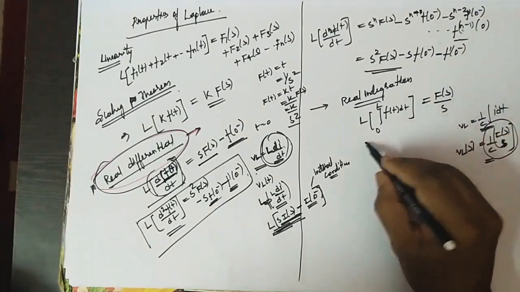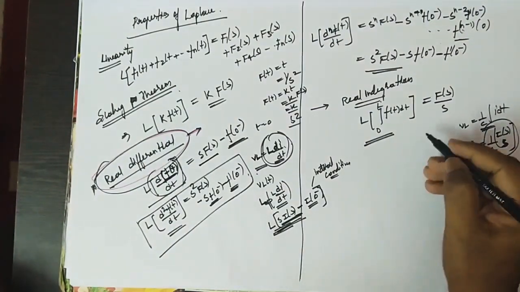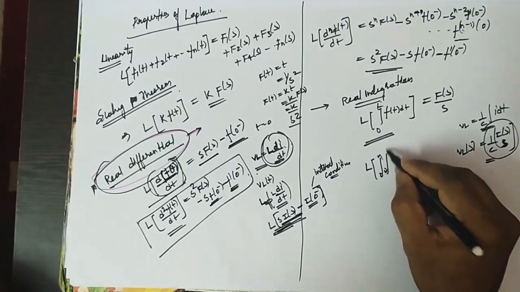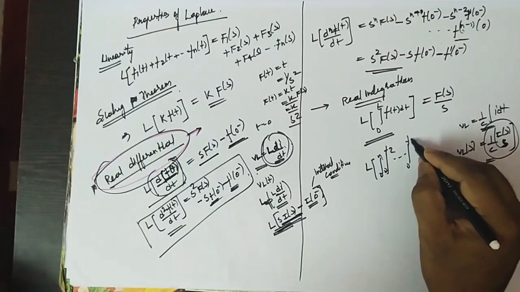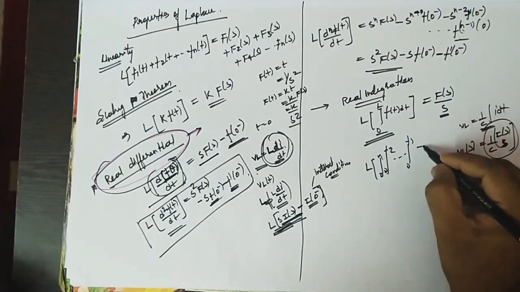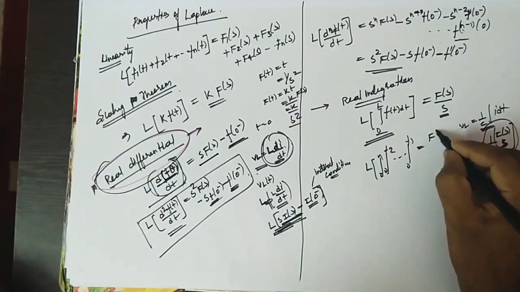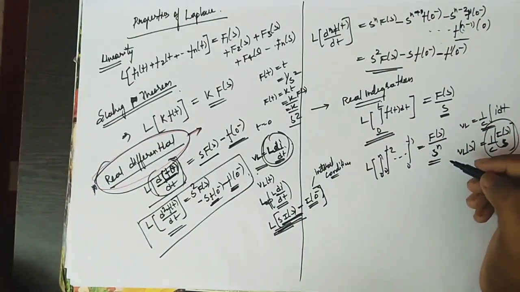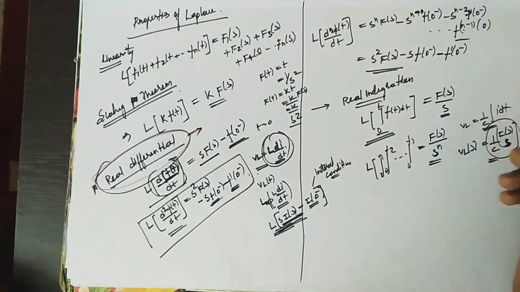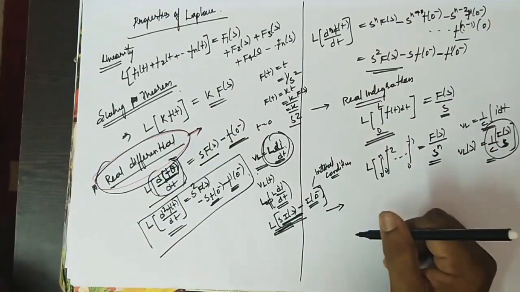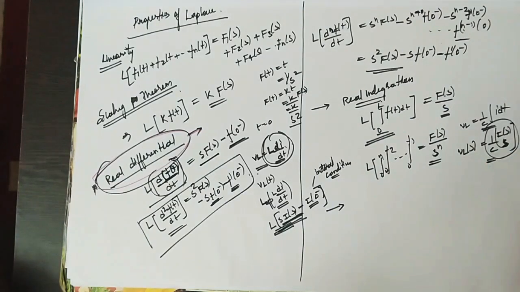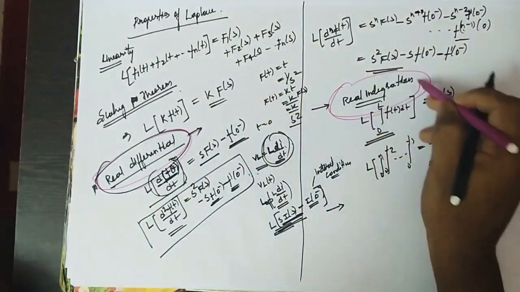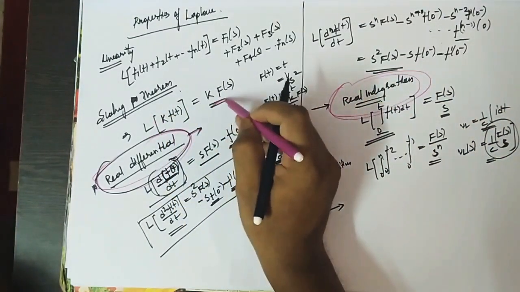If you have an nth order, that means the nth integral. One integral means you get 1 by s. If you have n integrals, it means F of s by s power n. Simple. So these two properties, real differential and real integral, we require, and this is always the common thing.